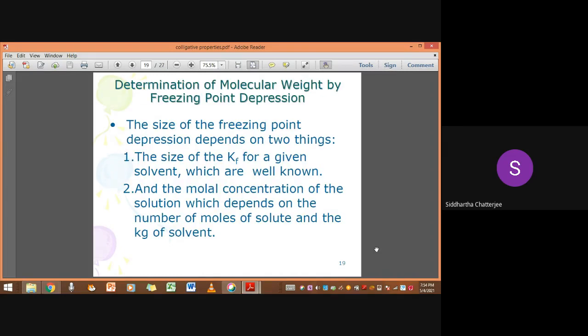Then the determination of molecular weight by freezing point depression. The same thing we explained the other day: del TB is equal to Kb into m. So del TB is equal to Kb into, in place of m, W2 by M2 divided by W1 by 1000. Similarly, in case of del TF equal to Kf into m, in place of m you write W2 by M2 by W1 by 1000. So the size of the freezing point depression depends on two things: the size of the Kf for a given solvent, which is well known, and the molal concentration of the solution, which depends on the number of moles of solute and the kg of solvent.